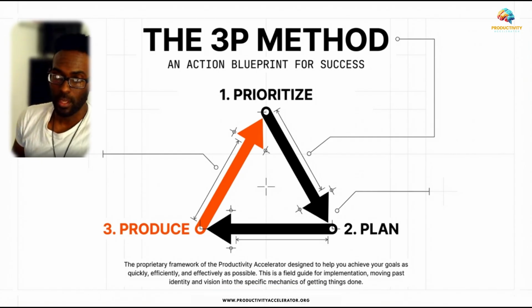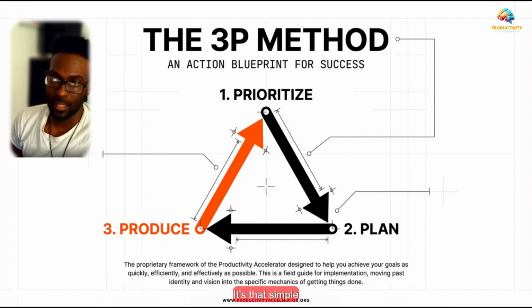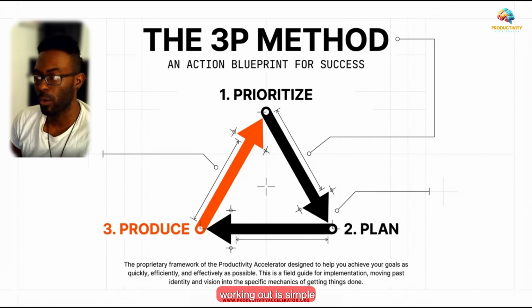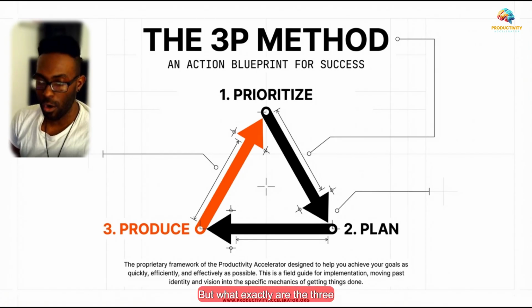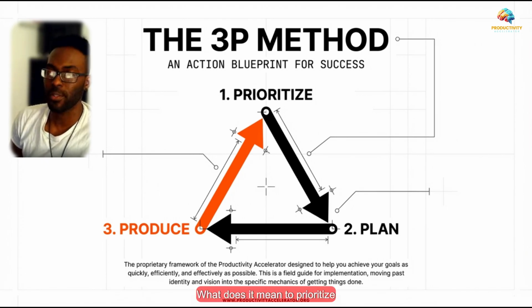These 3 steps are actually quite simple, especially in theory. The problem is that a lot of people just don't do it. It's that simple. It's like me saying to somebody, working out is simple. You take 15 minutes to just do push-ups, to just move. But if you're a couch potato or if you're couch locked, it's easier said than done, right? But what exactly are the 3 Ps? Prioritize, plan, produce. Prioritize. What does it mean to prioritize?